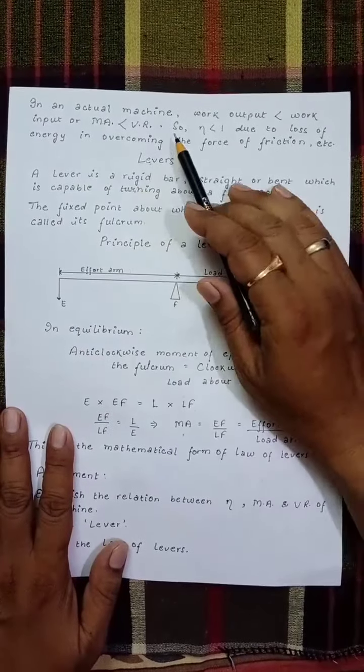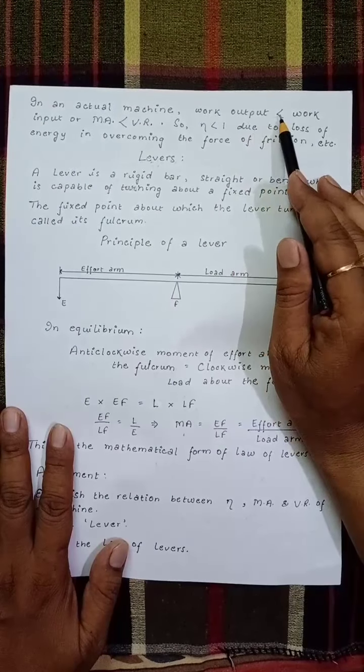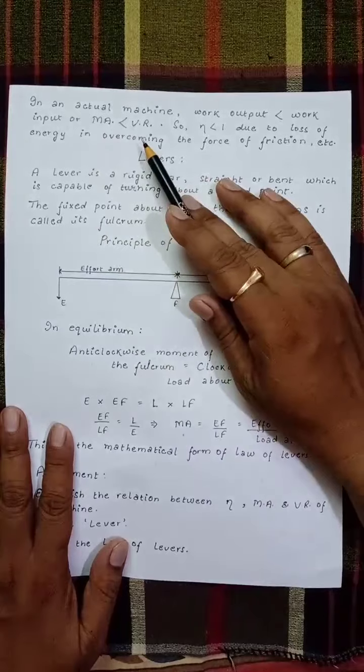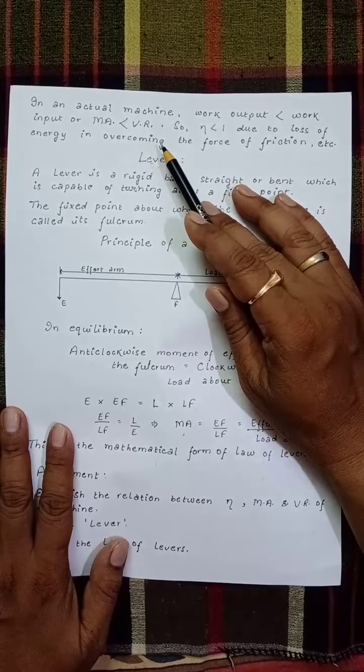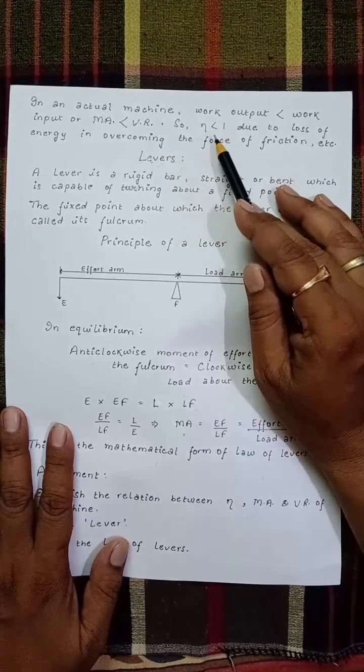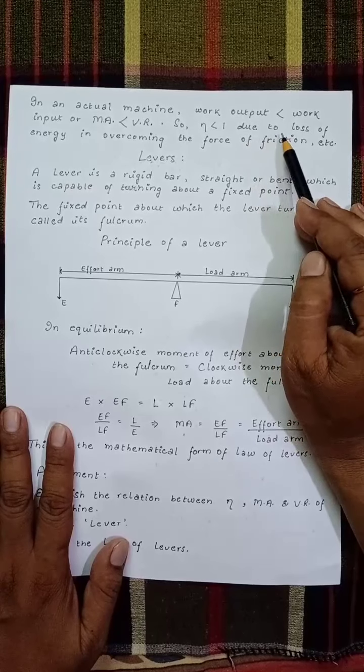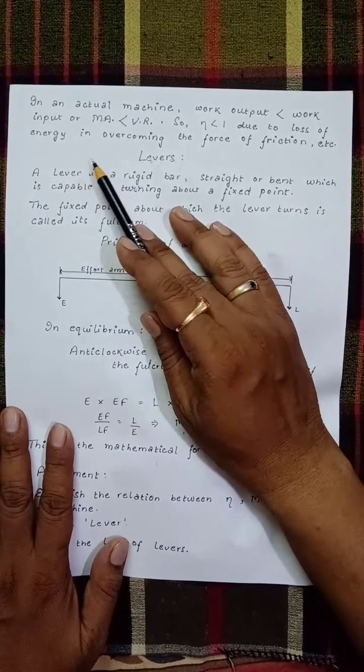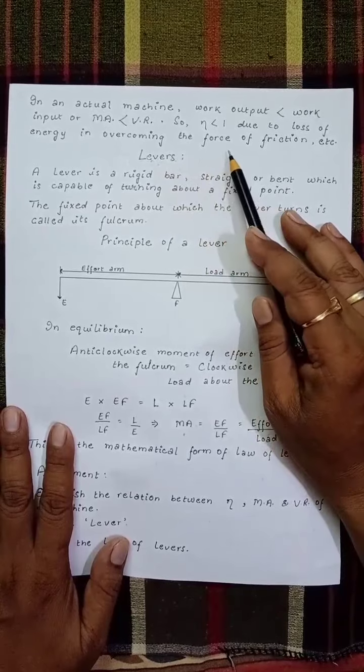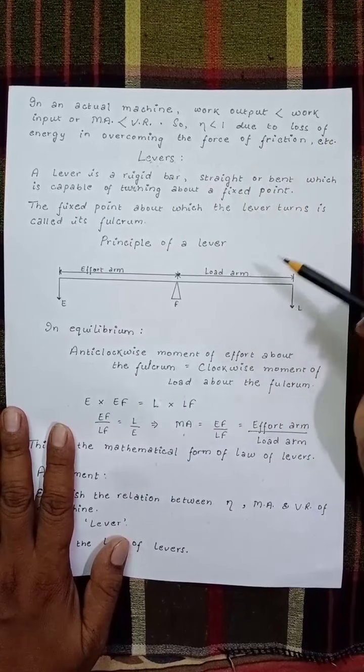In an actual machine, work output is less than work input, so mechanical advantage is less than velocity ratio. So efficiency is less than 1 due to the loss of energy in overcoming the force of friction, etc.